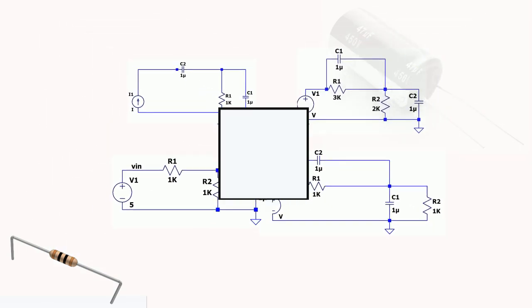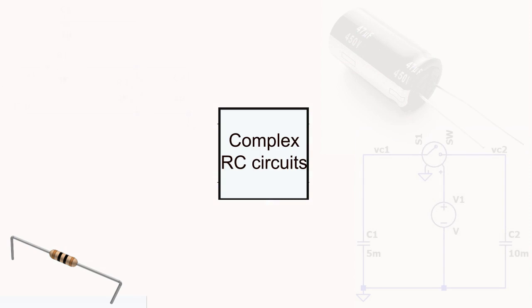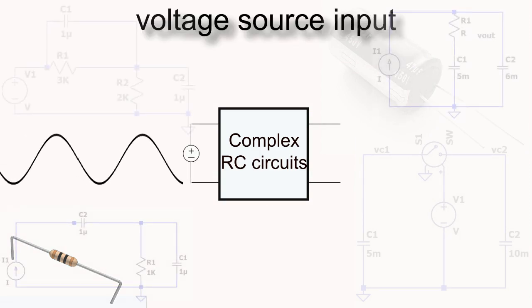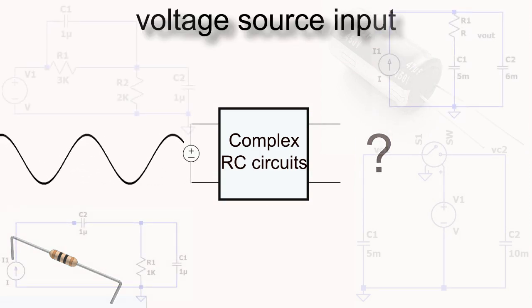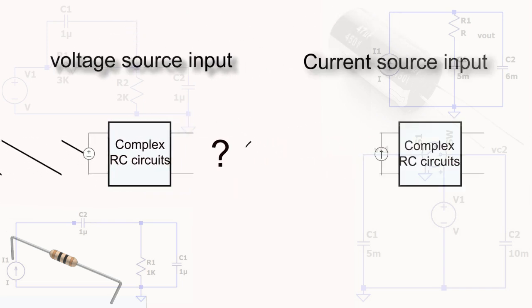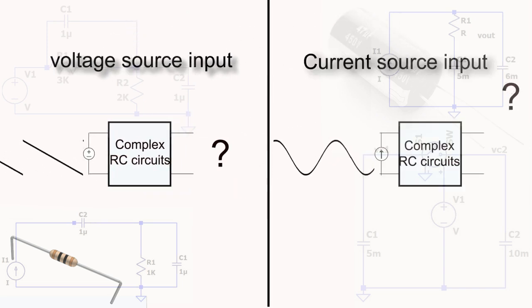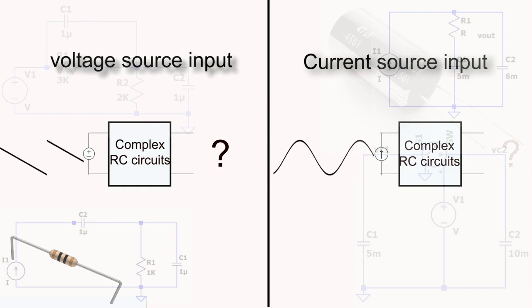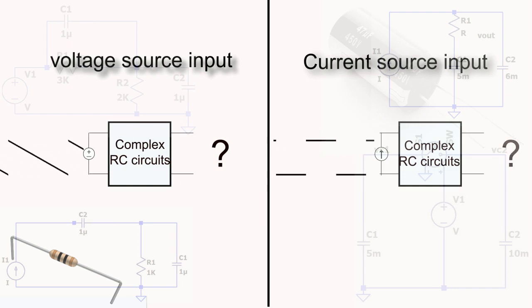Let's look at some of the simple RC circuit topologies. These circuits may be driven by voltage sources. Voltage may be in any of the forms, like pulse, ramp, sinusoidal, impulse. Circuits may even be triggered by a current source. How will these RC circuits respond to these inputs? What will the output waveform look like?